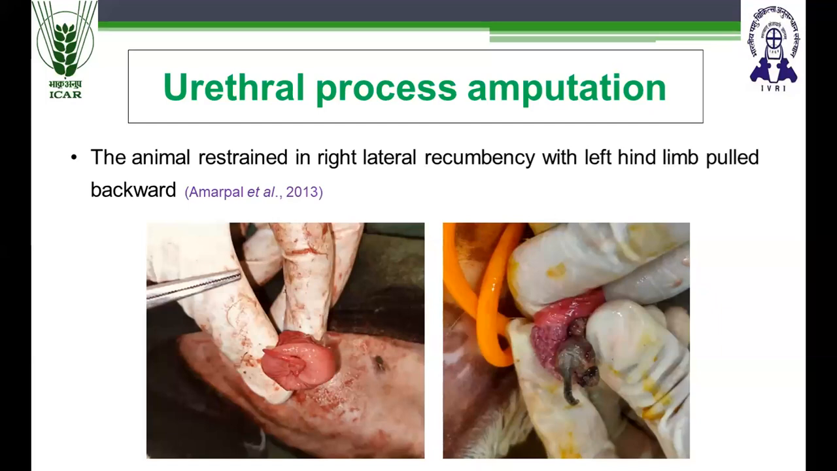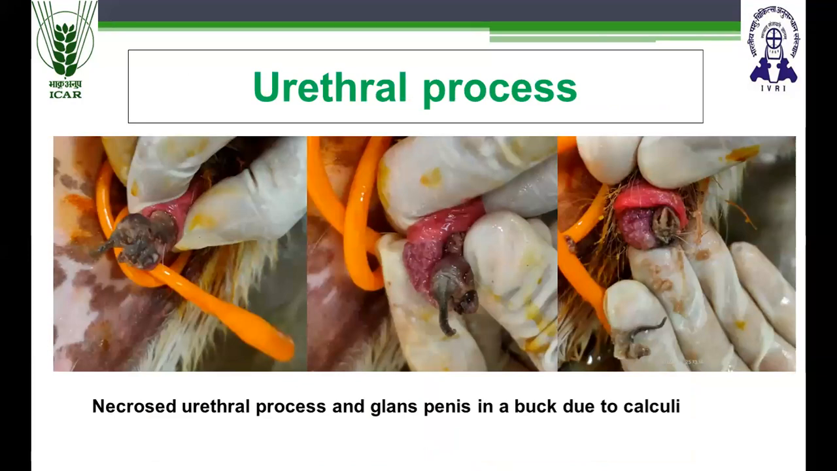And in most of the cases, when we exteriorize the urethral process, we see it will be necrosed because they are presented very late, and because of the obstruction due to so much calculi, most of the urethral process will be necrosed, which you can appreciate in the second picture seen on the screen. Here you can see the necrosed urethral process.